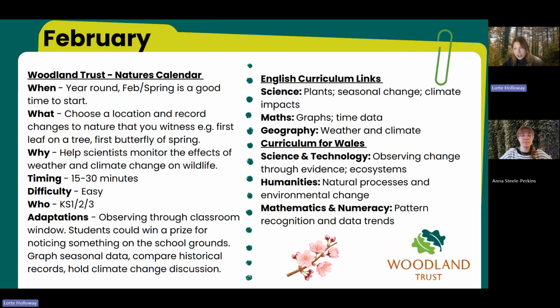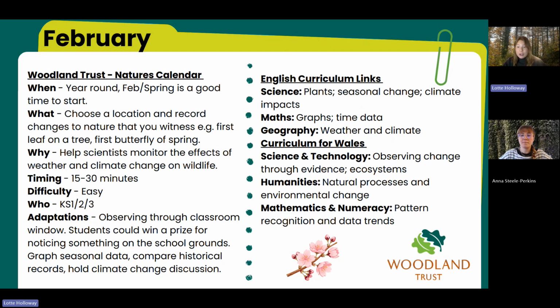You will choose a location and then record the changes to nature that you witness across a period of time. So February is a great time to do it, because it's coming into spring. So if you set up the activity now, set up the location that you're going to be focusing on, you can then keep going back to it throughout the year. And spring is a really nice time to notice a lot of those changes.